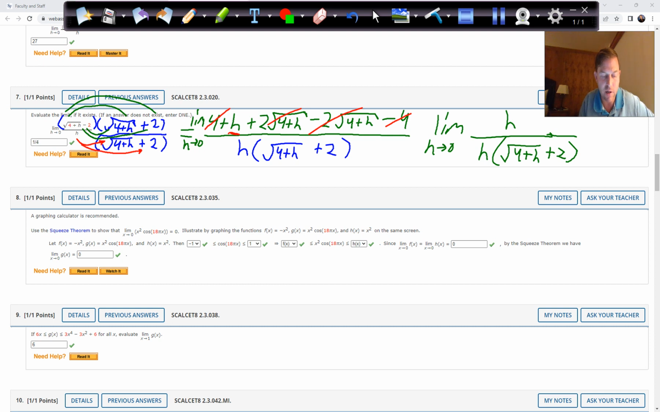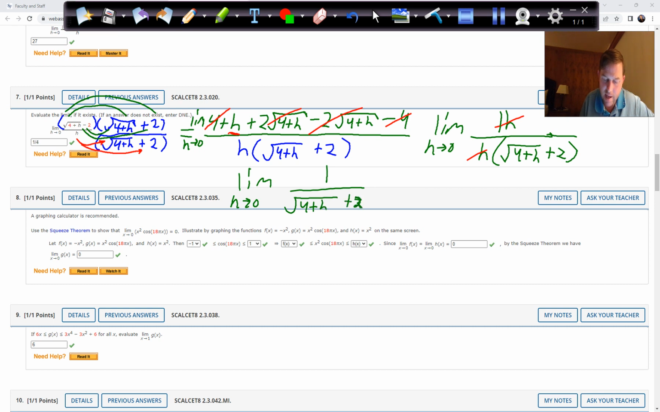So I cannot plug in h equals 0 because I'm going to get a divide by 0. In fact, every step up until what I'm about to do, if I plug in h, I would get 0 on the bottom. But now at this step I can see there's one h on top, one h on bottom. They will cancel. Now a lot of students forget this. They want to say that there's nothing on top. There is a 1 on top, so if I cancel the h, there's still a 1 there. So what happens is we get the limit as h approaches 0 of 1 divided by the square root of 4 plus h plus 2.